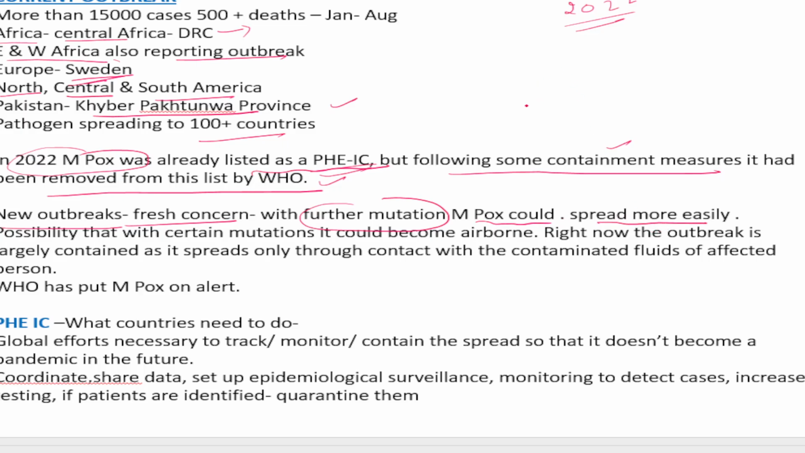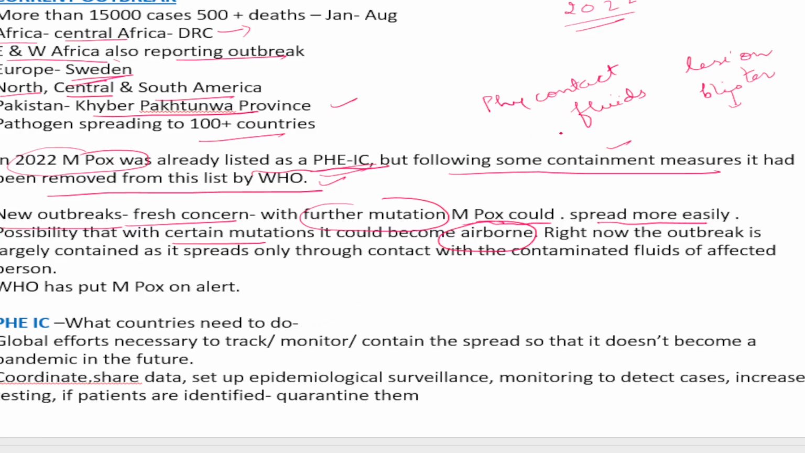Now, how does this disease spread? It spreads mainly through physical contact and contact with the bodily fluids of the person. In monkeypox, lesions appear on the body, and also blisters appear. And when fluid comes out of these blisters, and if any person comes in contact with these fluids, then the disease spreads.